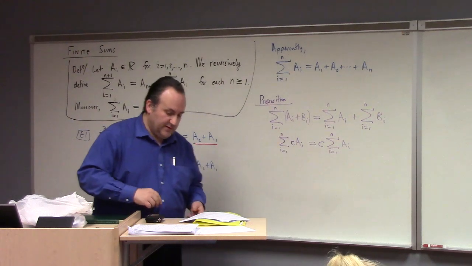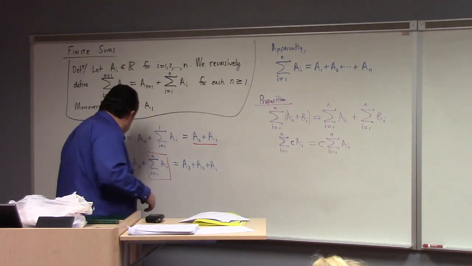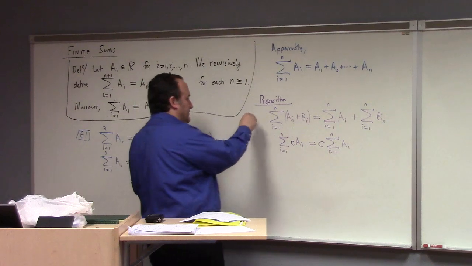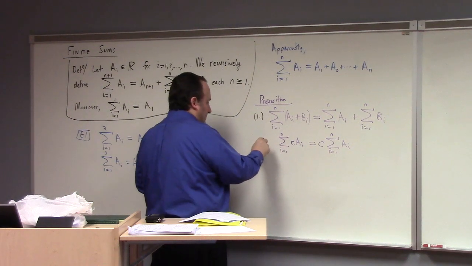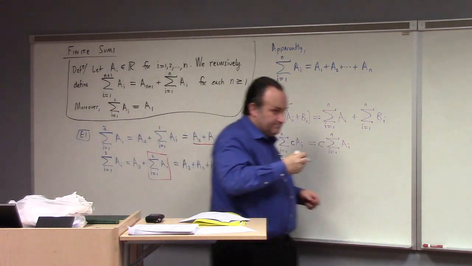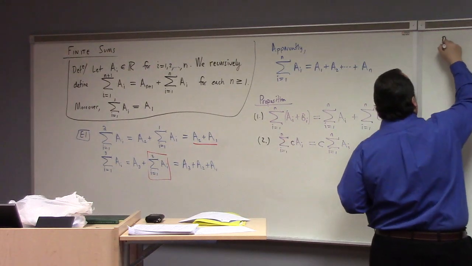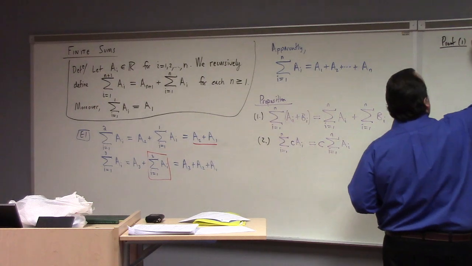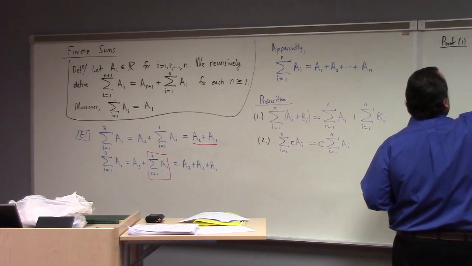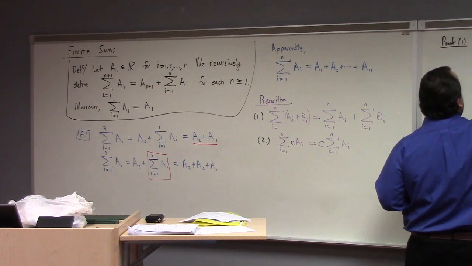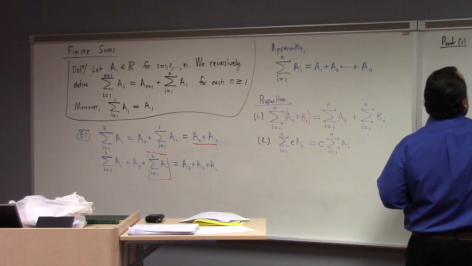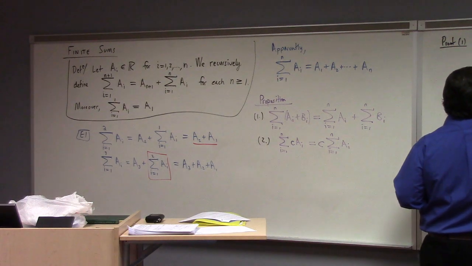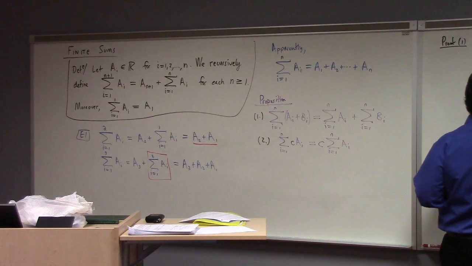So let's prove, which guys want to prove 1 or 2 here? Student's choice. 1, all right, 1 it is. So the proof of 1. Let me avoid writing here. Let 1 be P of n, the induction claim.